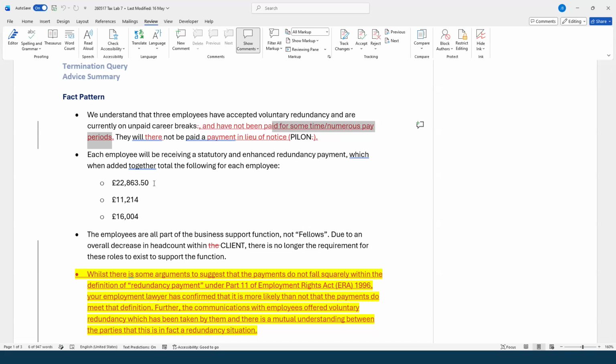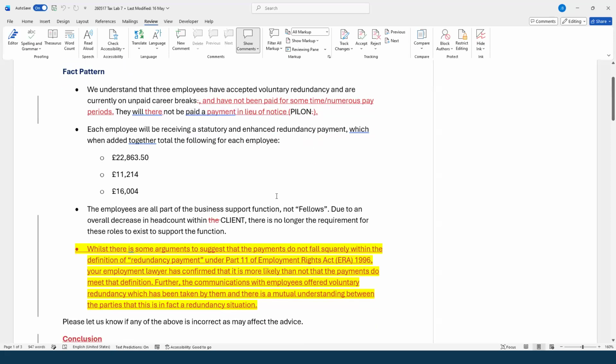So that's why that was added for clarity, just in case that fact was wrong and it could have impacted the advice a bit. They will not be paid a payment in lieu of notice. It turns out that at this stage that was added just to make it slam dunk clear. I don't think that's absolutely necessary, but that's why that change would have been made. I did note that before anyway.